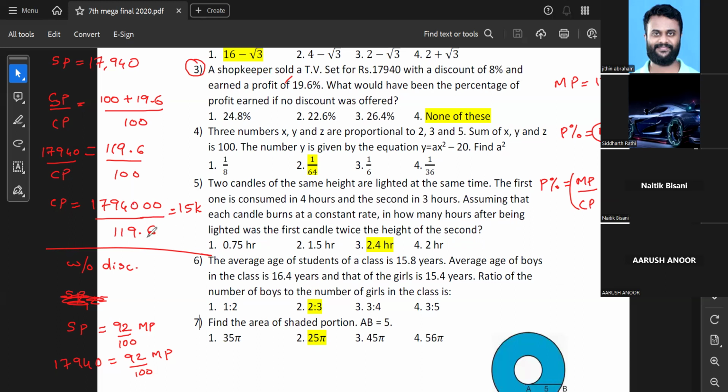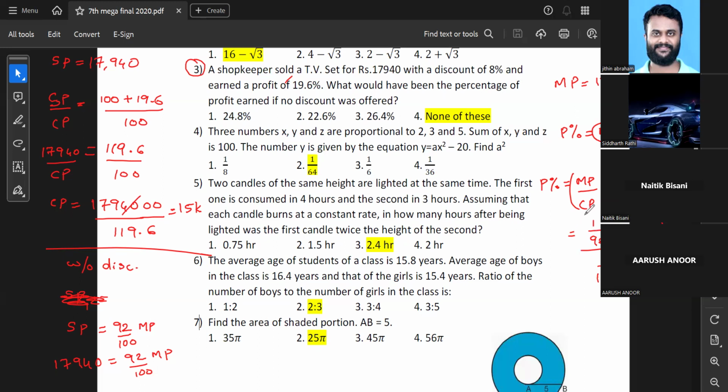I didn't divide it previously because I knew that some kind of cancellation is going to happen. After dividing, these two numbers, 1794000 and 1794000, will get cancelled with each other. So what I'll be left with is 1 by 92 and 1 by 119.6. So instead of MP, I'll write 1 by 92. Instead of CP, I'll write 1 by 119.6. Then again, I have minus 1 over here as it is.